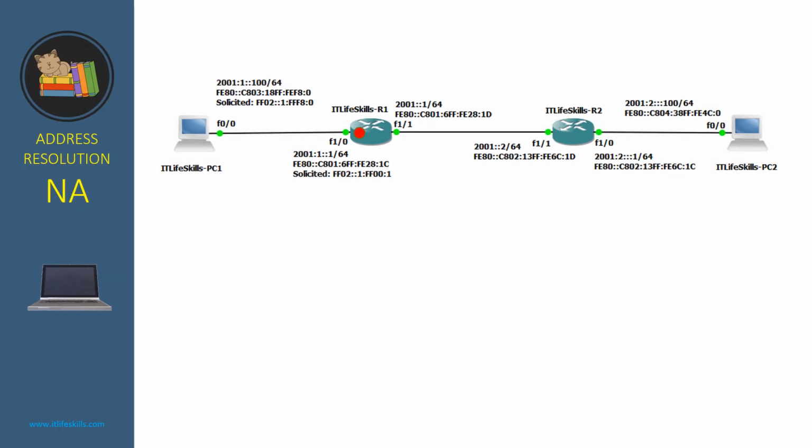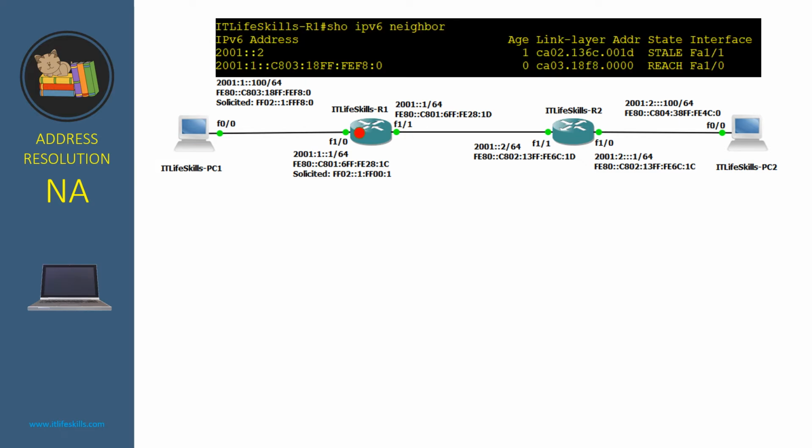After receiving the neighbor solicitation message from PC1, IT Life Skills Router 1 records the MAC address information into its NDP table. The record can be translated as: via the interface F1/0, IT Life Skills Router 1 can send IPv6 packets to this link local address of PC1 by forwarding its Ethernet frame to this link layer address.